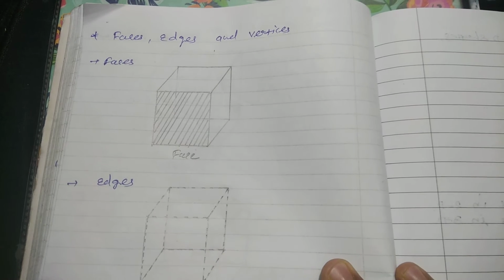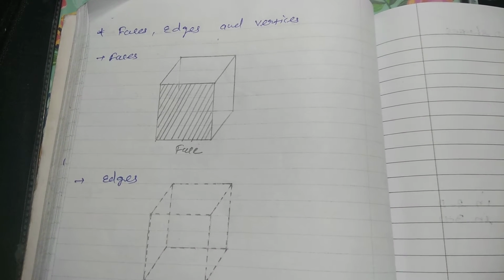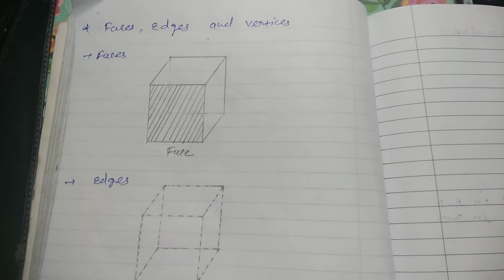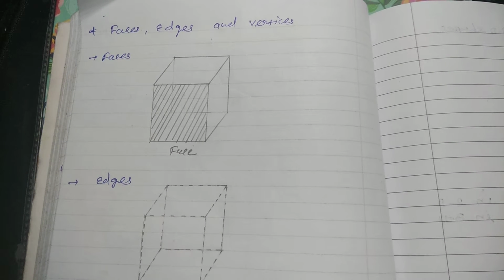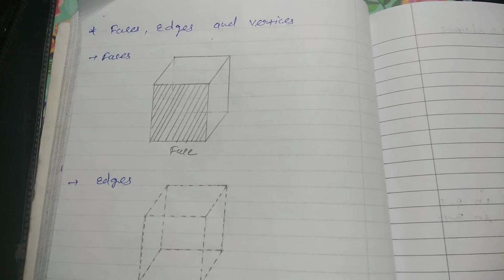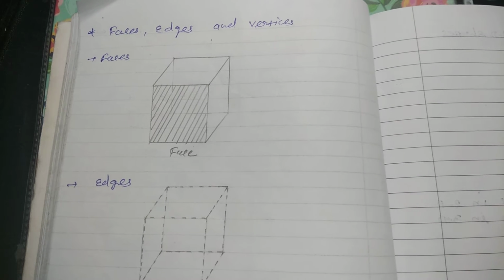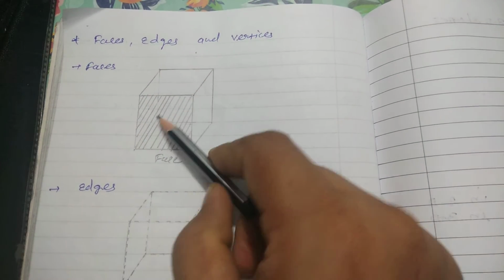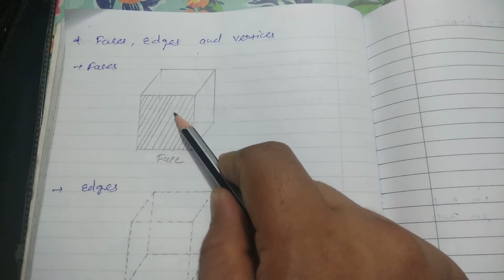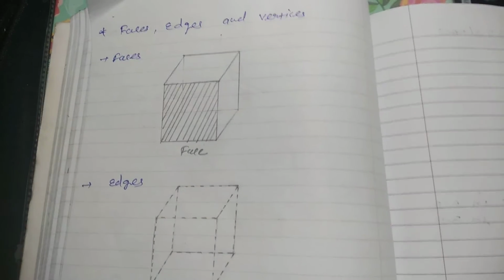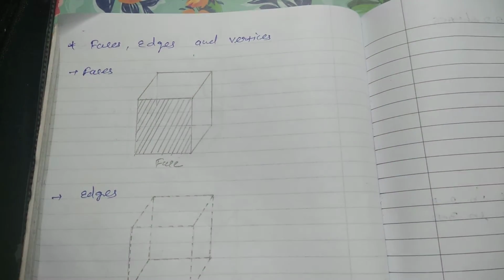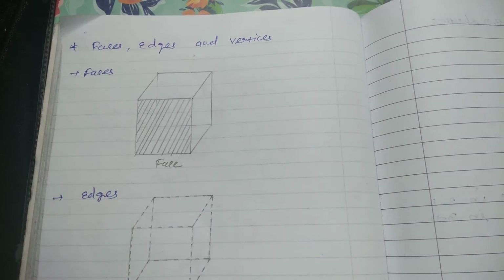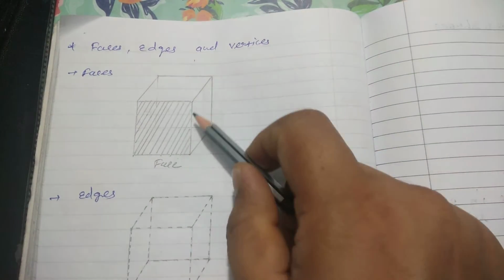Next, faces, edges and vertices. Number 1, faces. What is a face? In a solid shape, a flat surface of the shape is called a face. Flat surface means this. By these lines, we can visualize that this is one face of the shape, that is, the cube.